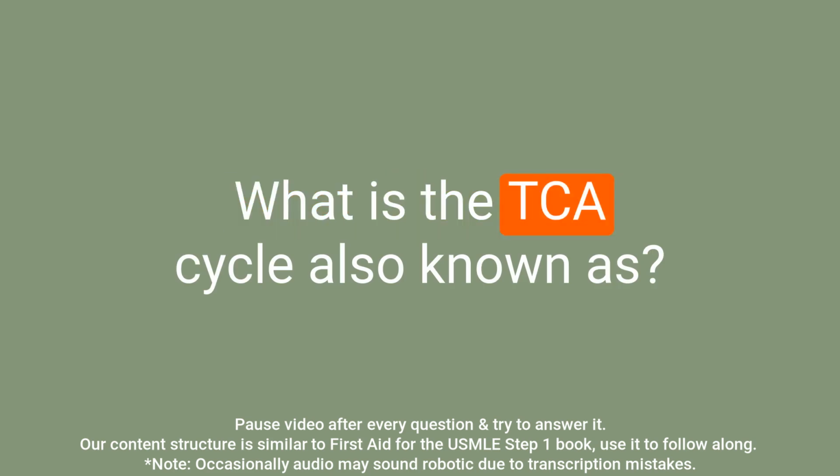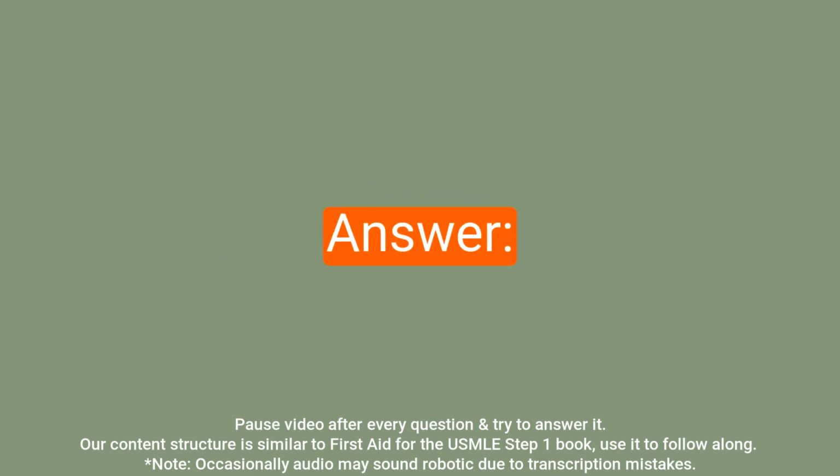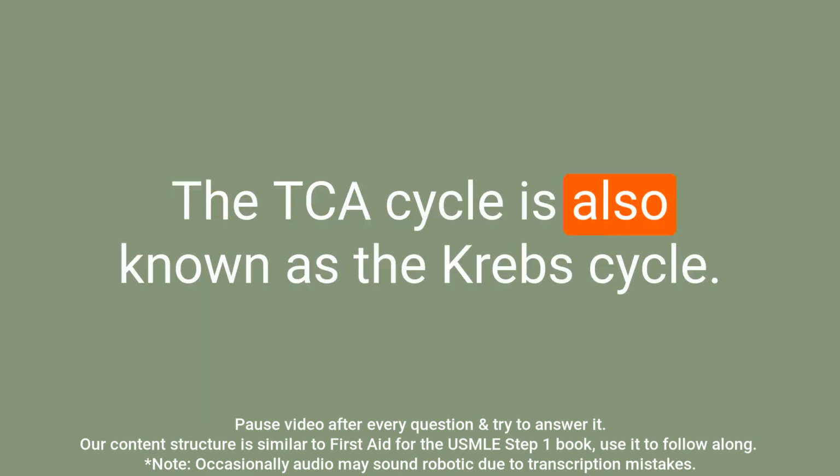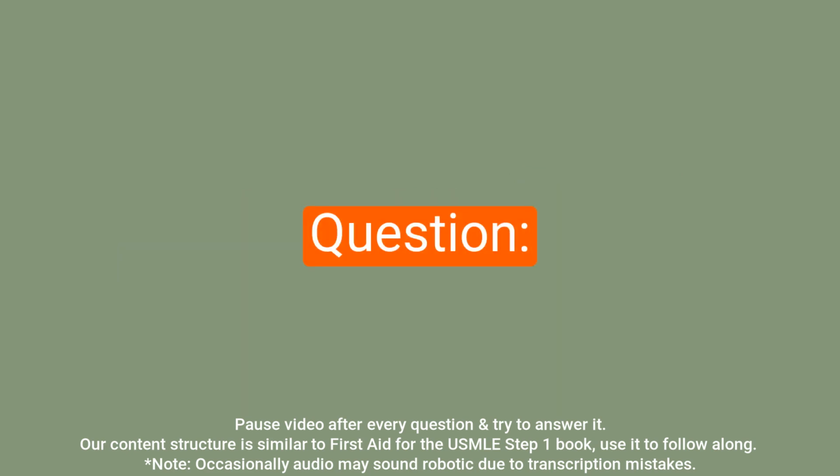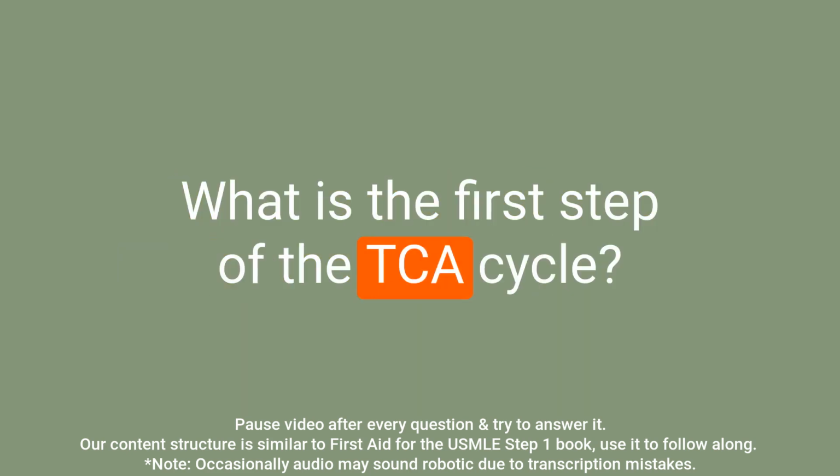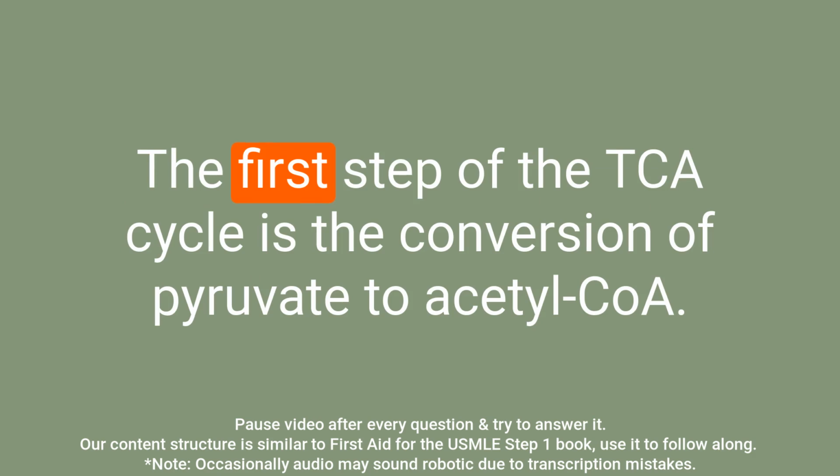Question: What is the TCA cycle also known as? Answer: The TCA cycle is also known as the Krebs cycle. Question: What is the first step of the TCA cycle? Answer: The first step of the TCA cycle is the conversion of pyruvate to acetyl-CoA.